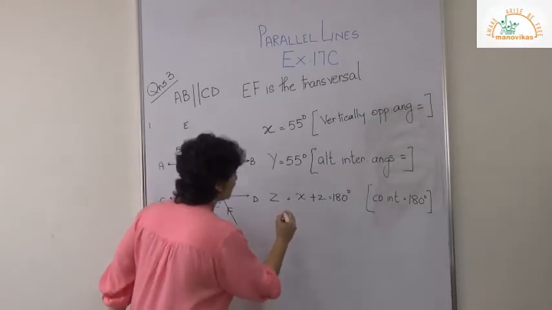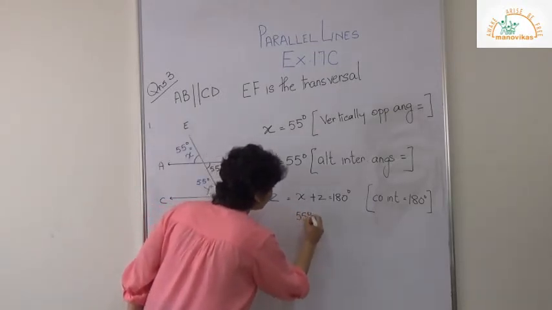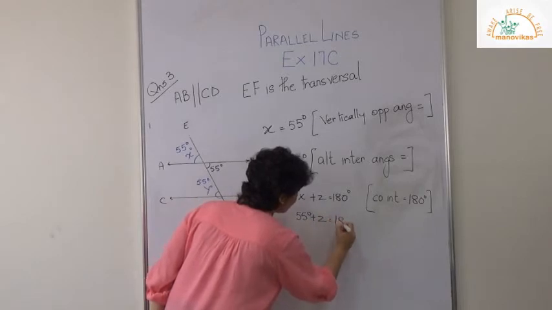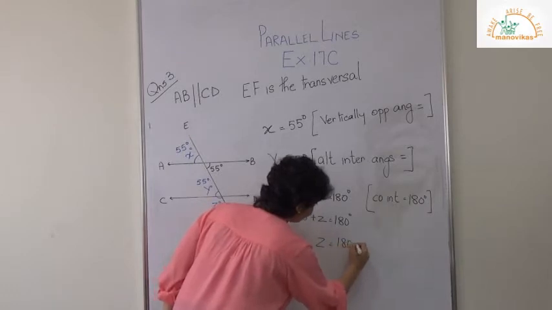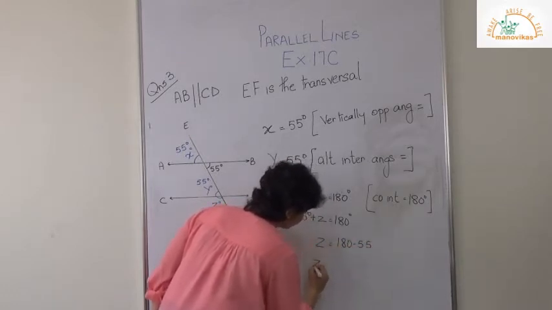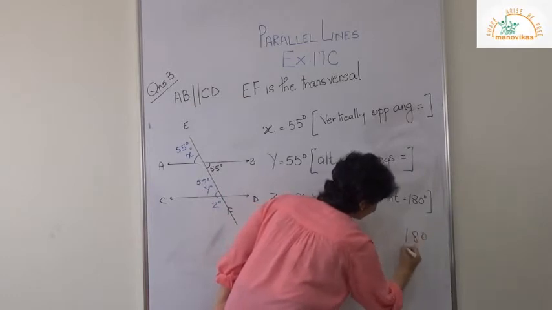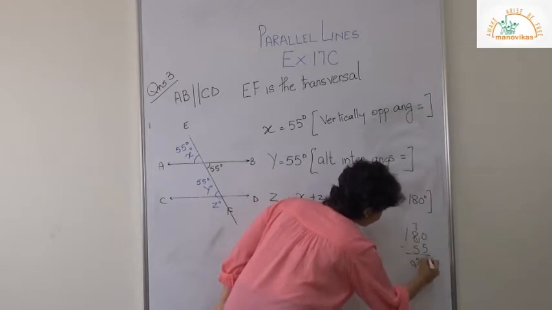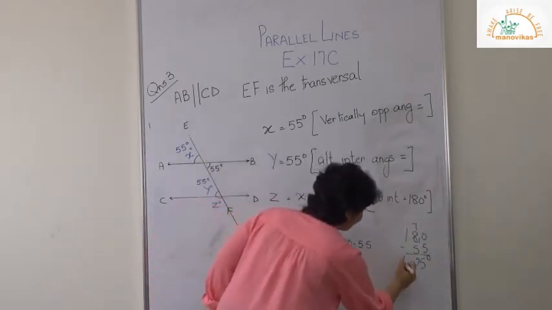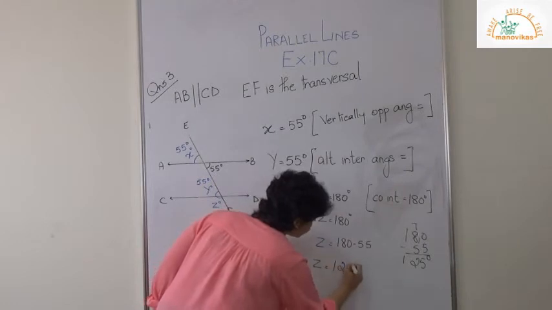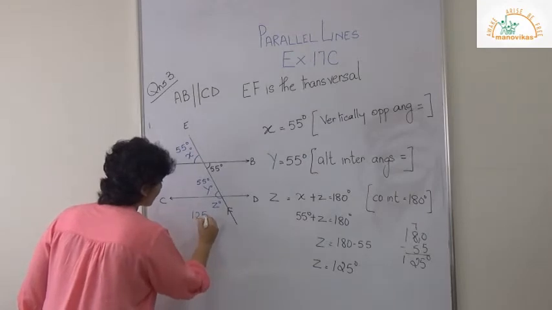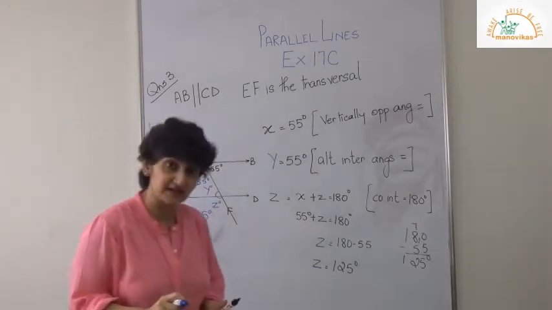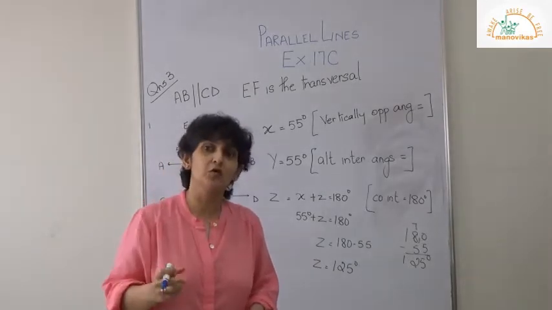So, what is X equal to? 55 degrees plus Z is equal to 180 degrees. So, what is Z equal to, children? 180 minus 55. So, Z is equal to 180 minus 55, correct? So, that will be 125 degrees. Let me write here, 125 degrees. Is that clear? I hope you've understood. Let's move to the next question.